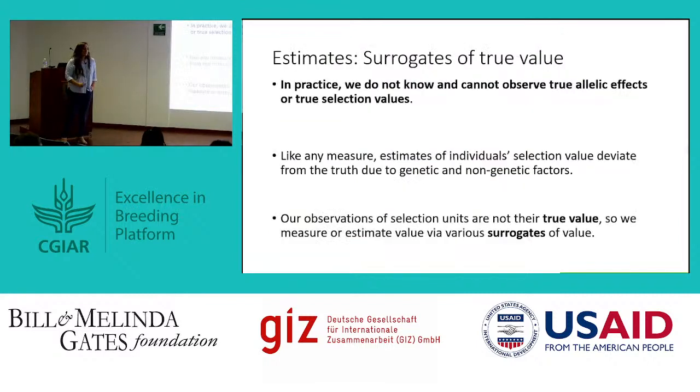Okay, so those are selection values. I want to check the time. Those are the different things you could use to maximize value in your population.